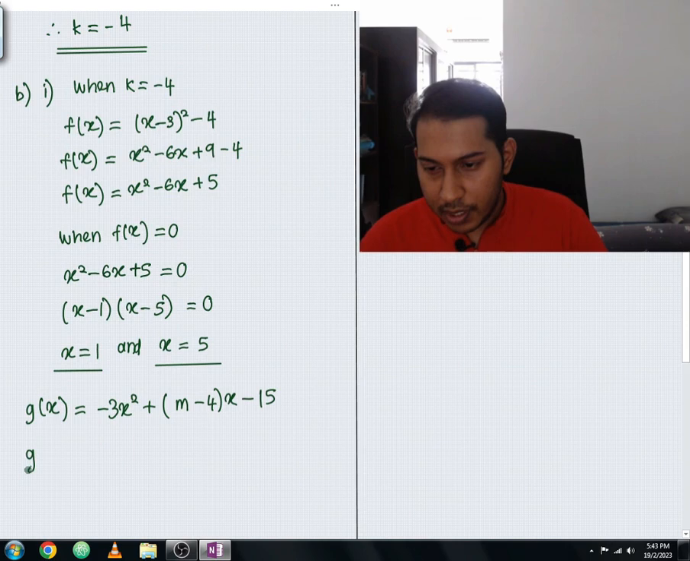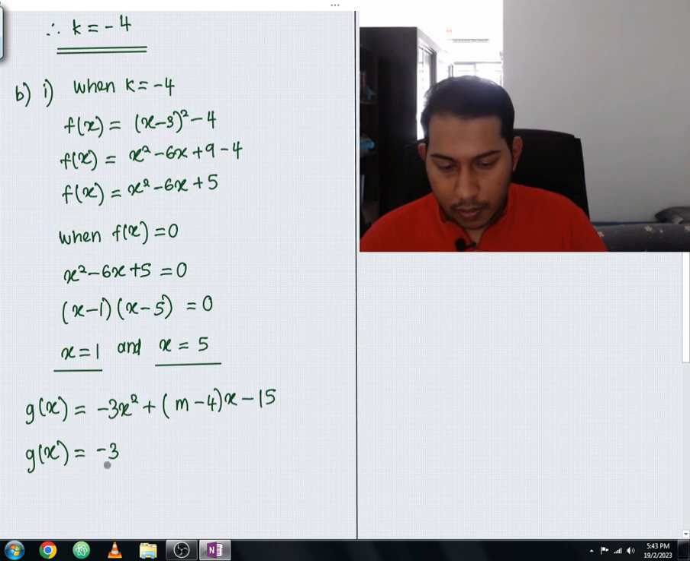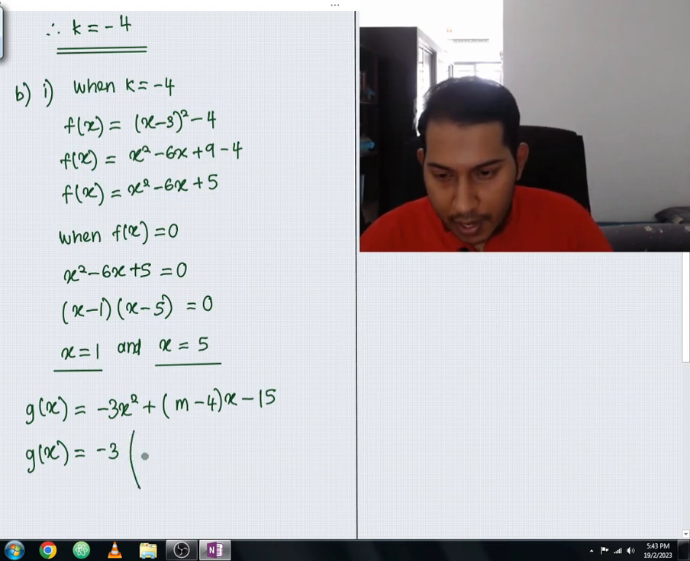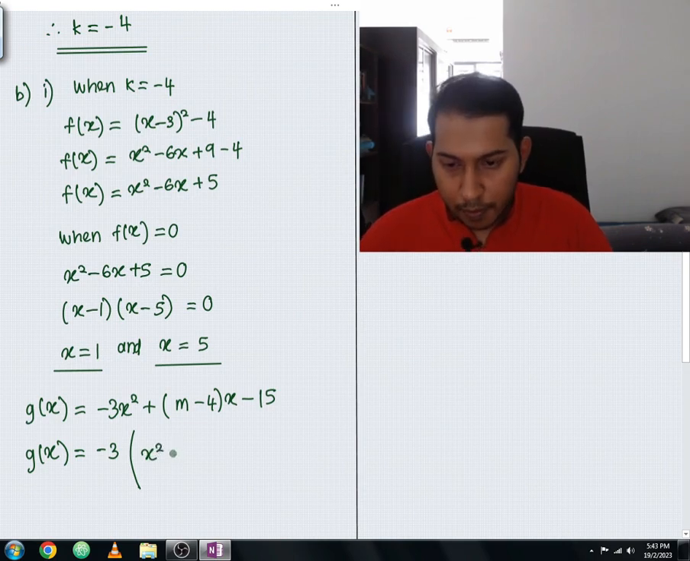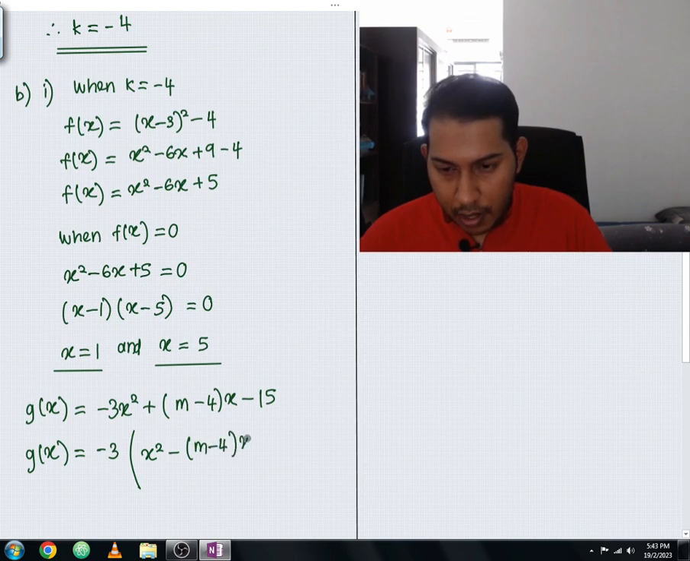Okay, so from here g(x) is equal to -3, so you factor out the -3. So from here you are left with x^2 - (m - 4)x/3 + 5.